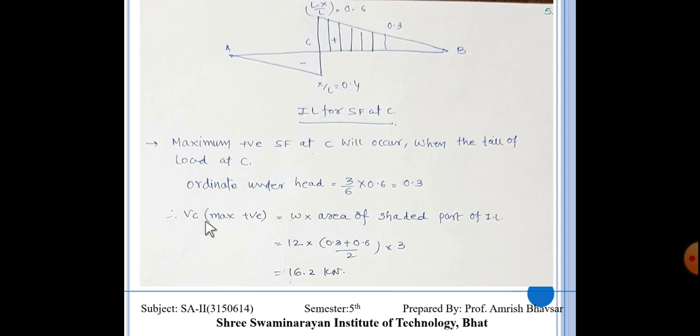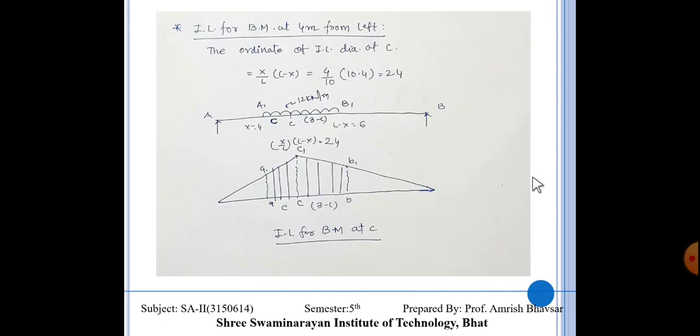Now the maximum positive shear force at C is W into the area of this shaded part of the influence line. So the load is 12 kilonewton per meter, and the value is 0.6 plus 0.3 divided by 2, which means it is the average value, and for the area we have to multiply by this length. So we will get the maximum positive shear force, that is 16.2 kilonewton. Clear?